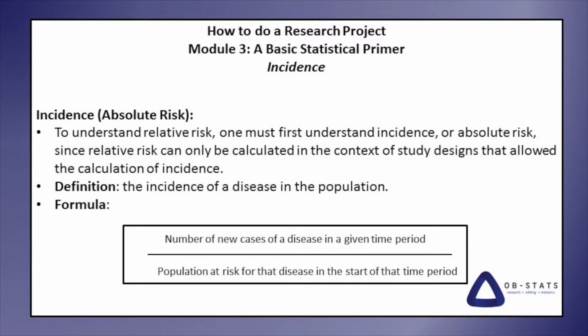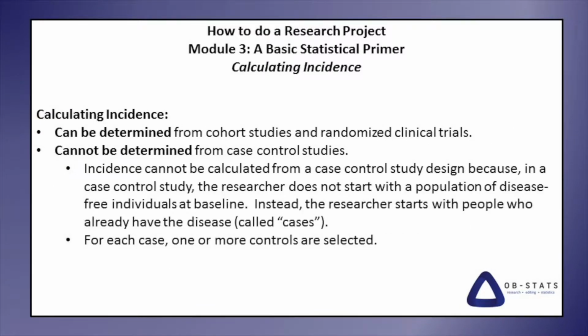Relative risk can only be calculated in the context of study designs that allow the calculation of incidence. Incidence refers to the number of new cases of a disease in a given time period divided by the population at risk for that disease at the start of that time period. Incidence can be determined from cohort studies and randomized clinical trials, but it cannot be determined from case control studies. Therefore, relative risk can only be determined from cohort studies and randomized clinical trials.